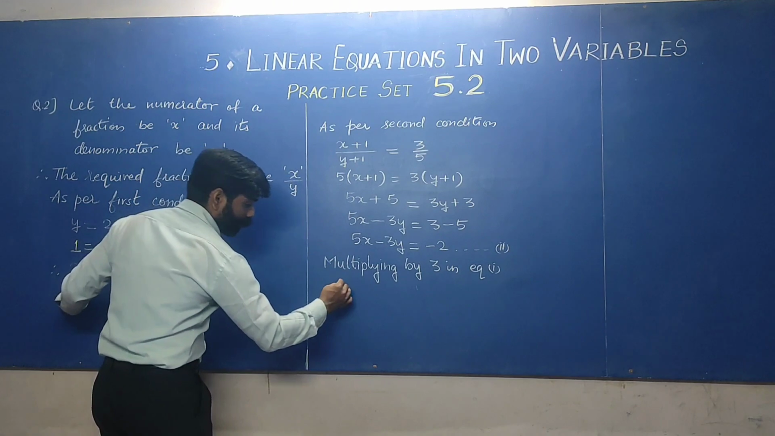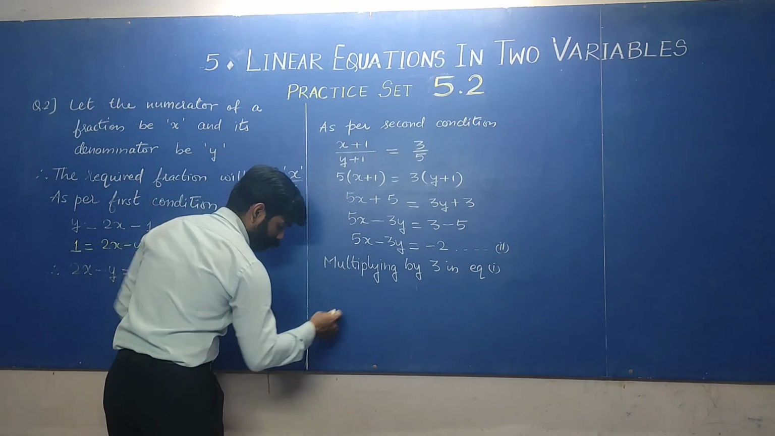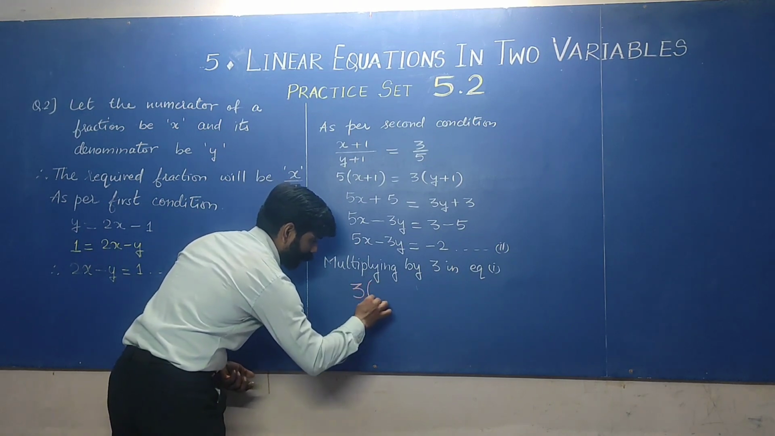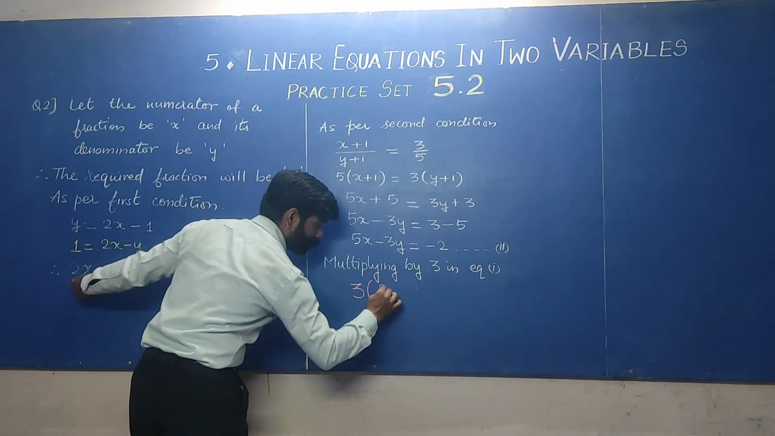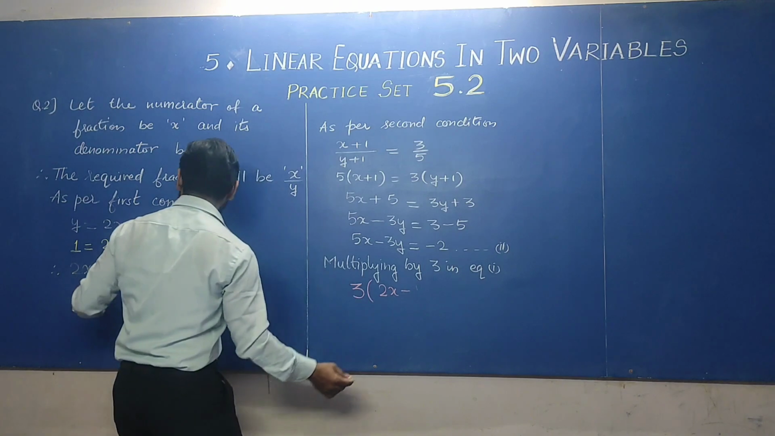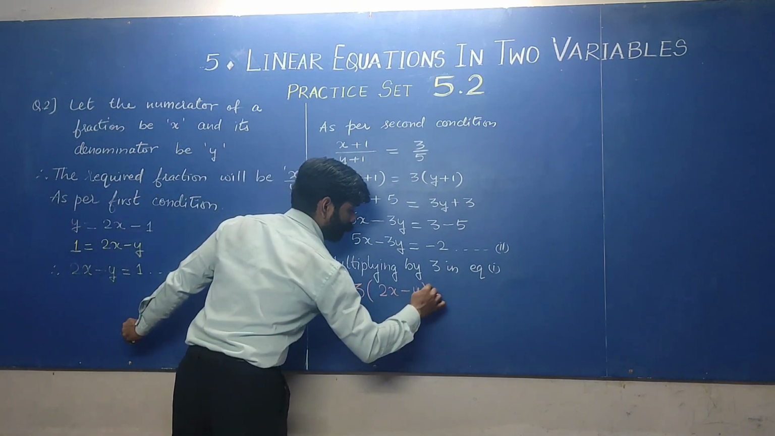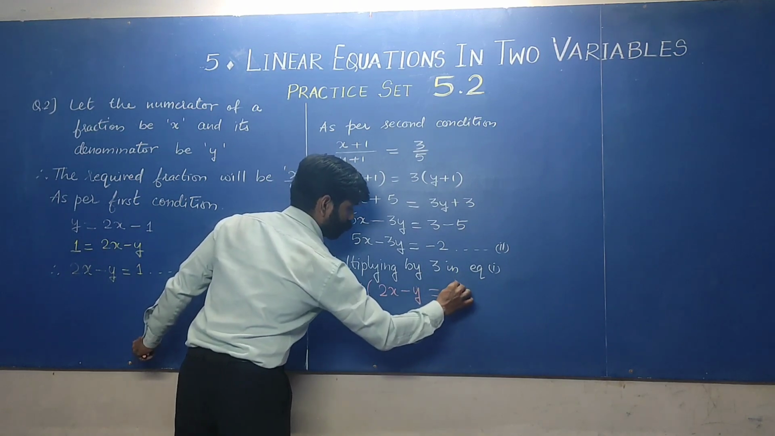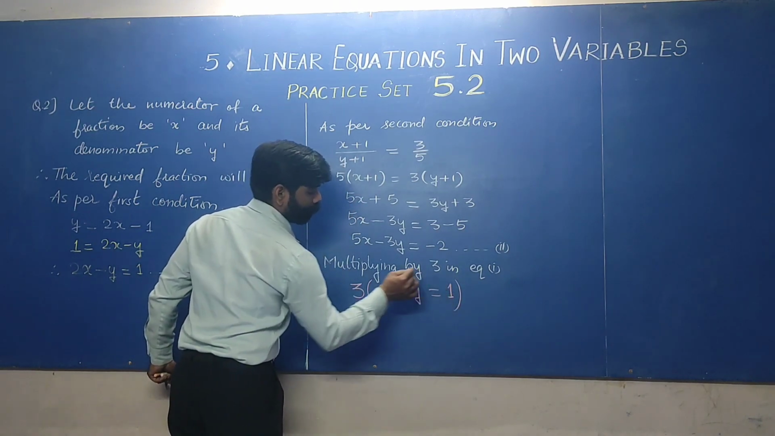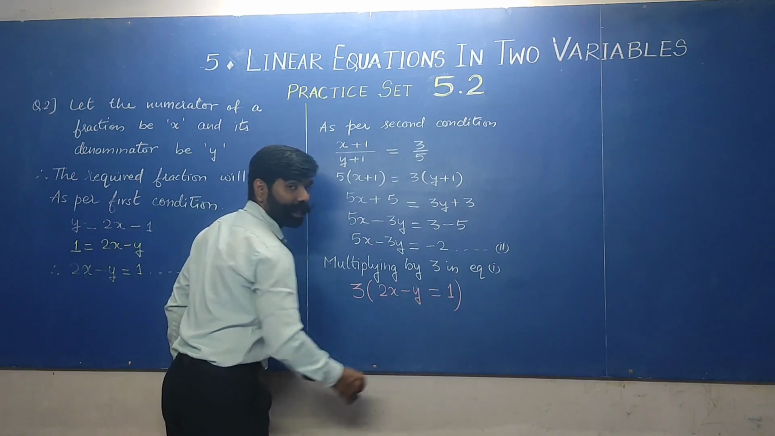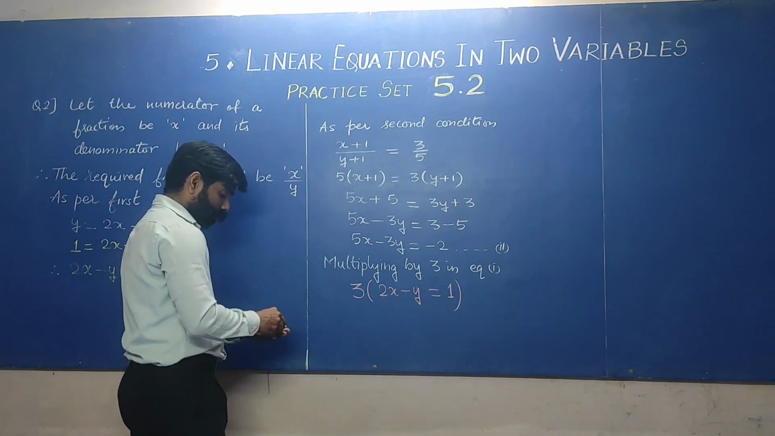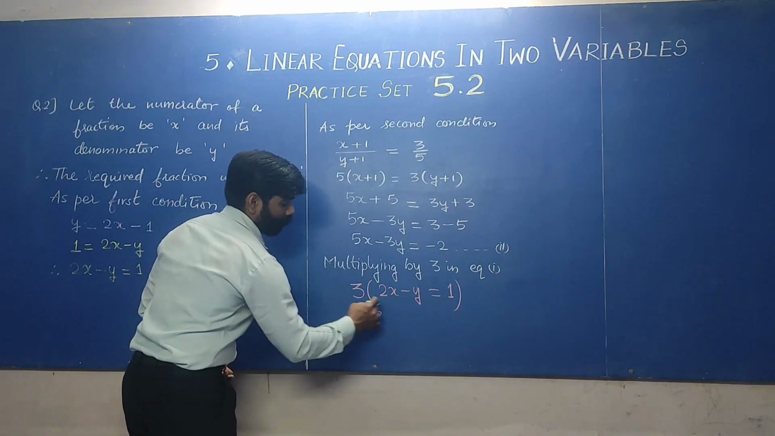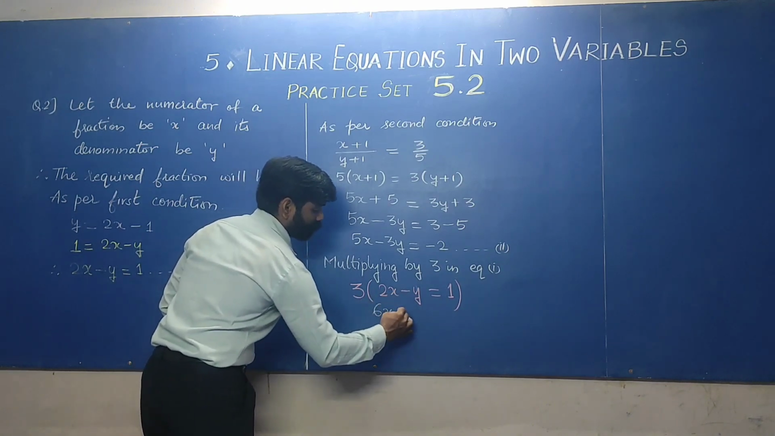So I am going to write 3 first. We are going to multiply 3. So I will write 3 multiplied by equation number 1, 2x minus y is equals to 1. So this 3 should be multiplied in each term. Now what we will do? We will open the bracket. 3 multiplied by 2 is 6. 3 2s are 6. X plus minus is minus.